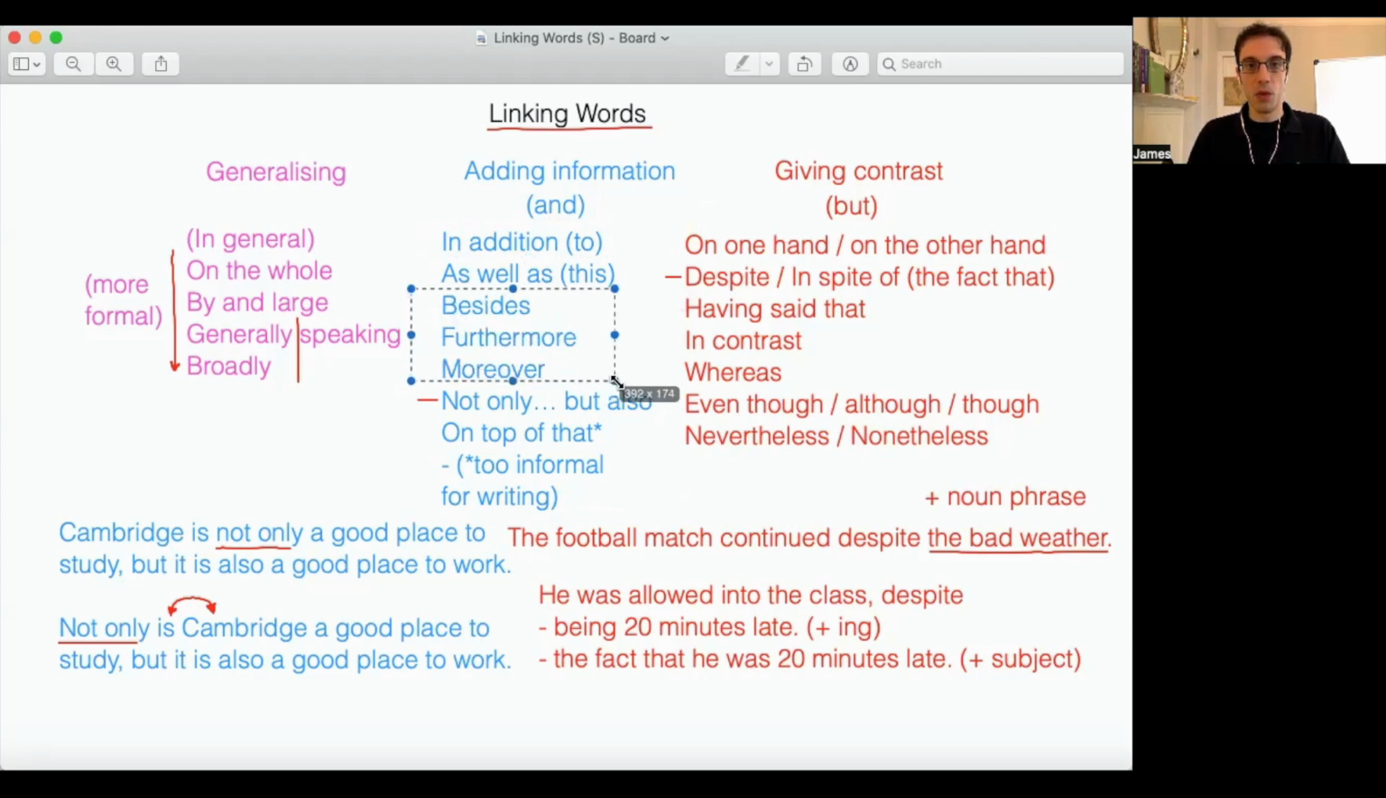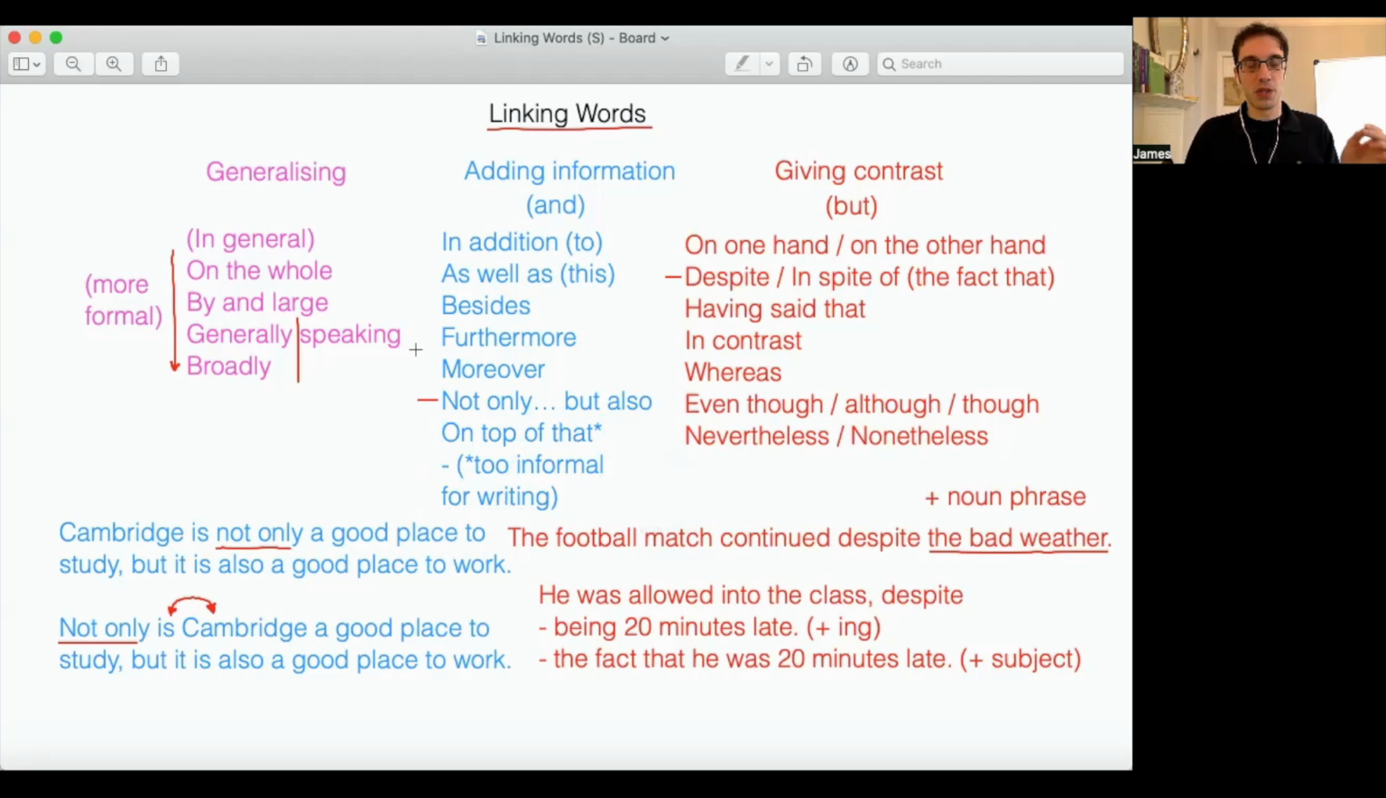So we've got a few more examples here. Besides, furthermore, moreover. Furthermore and moreover are generally interchangeable. Even if you want to say something a bit more informal, you could say, and on top of that, and then give another example. But this one is too informal for writing.